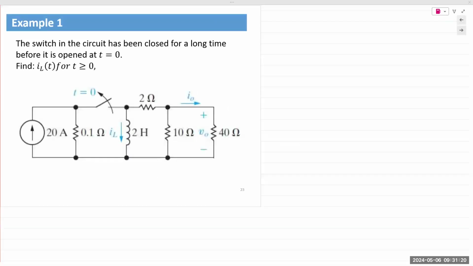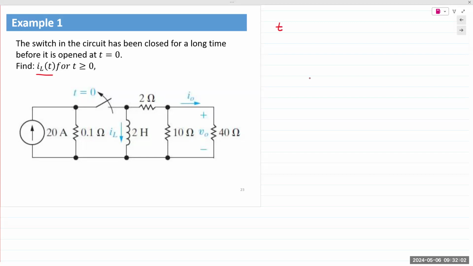Okay, in example 1, the problem statement is that the switch in the circuit has been closed for a long time before it is opened at t equals 0. Then the question is being asked: find the inductor current as a function of time for all values of time t greater than or equal to 0, meaning after the switch is open, right? So we are not required to find any equations before the switch was opened. Key distinction.